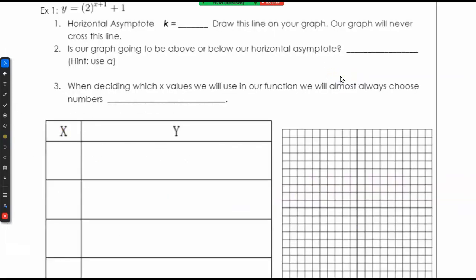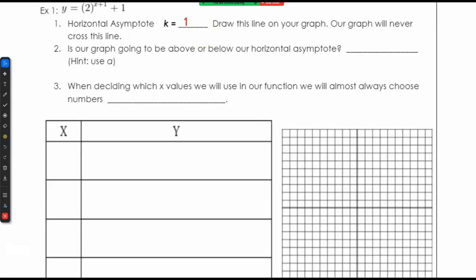All right, so let's see if we can use all of that information to make a graph. So let's look at our equation. Y equals, remember y equals is the same as f of x equals. So y equals 2 to the x plus 1, plus 1. So a is 1, b is 2. Let's talk about h and k. A horizontal asymptote is y equals 1, or k equals 1.